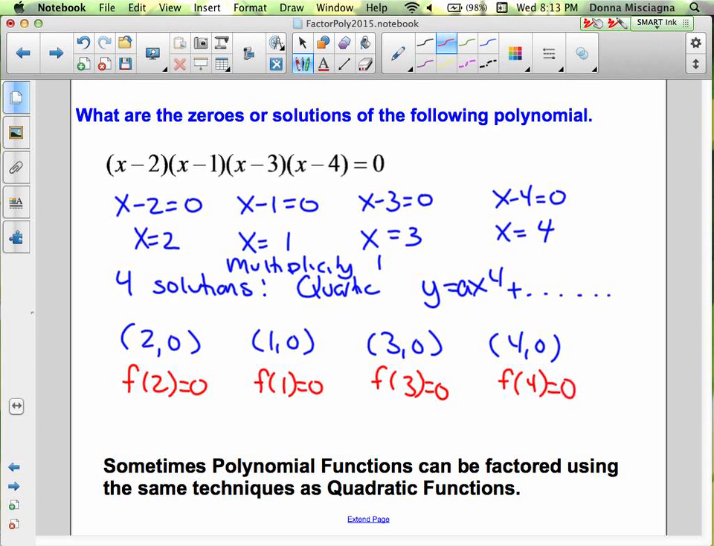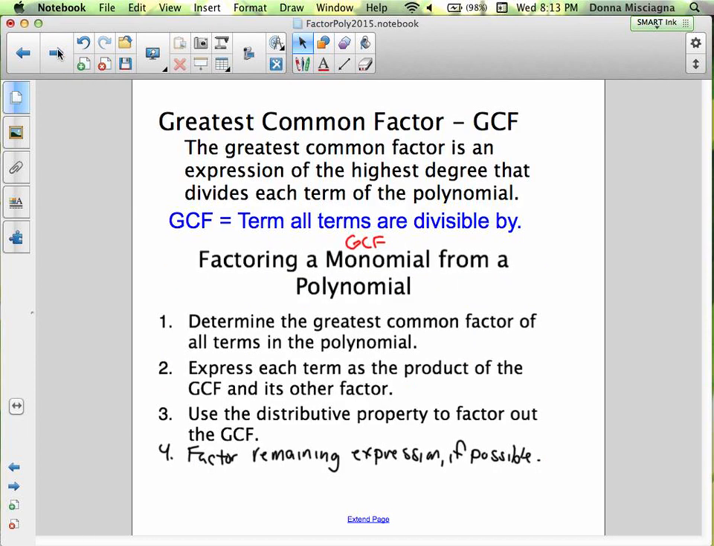All right, so there will be questions just on knowing the relationship between factors and solutions. So sometimes polynomial functions can be factored using the same techniques as quadratic functions. And that's what this part of the lesson will be about. Greatest common factor is an expression of the highest degree that divides each term of a polynomial. So a greatest common factor, a GCF, is a term that all of the terms in our equation are divisible by. So we're going to learn how to factor a greatest common factor or a monomial from a polynomial.